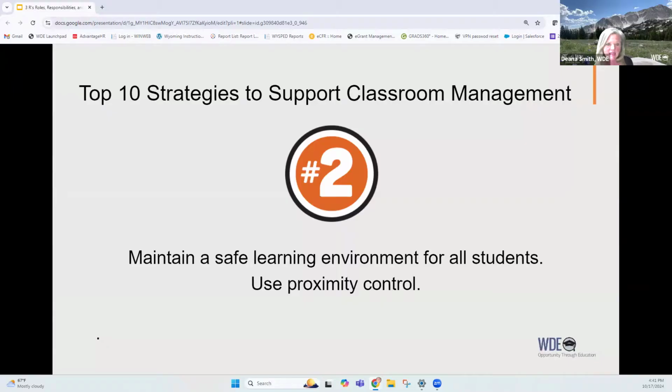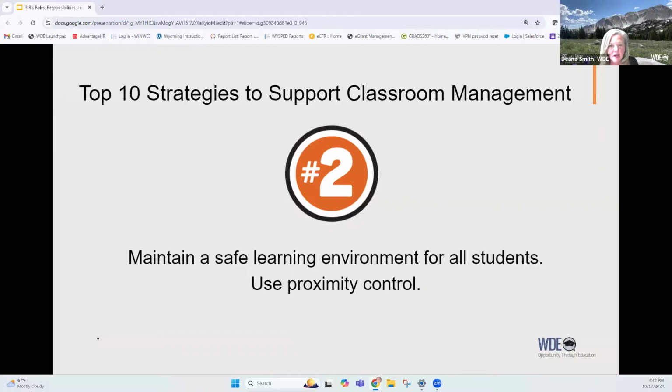So number 2, maintain a safe learning environment for all students. Of course, we know safety is crucial in providing an environment where all kids can learn. If it's not safe, we're not learning, right? We'll talk a little bit about the brain later in the other sessions, but especially for kids that come to us with trauma, if we're not keeping a safe environment, it can cause them to not learn at all.